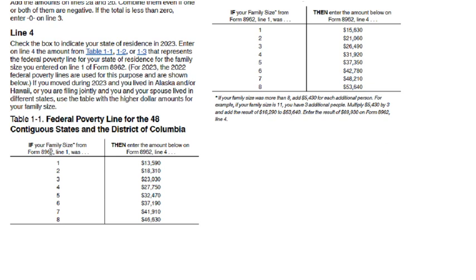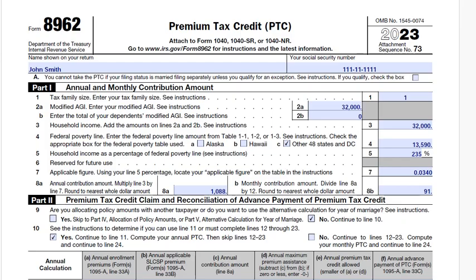For this tax situation, the family size is just 1, since we just have 1 person. Then the poverty line number is 13,590. And so this is what we put on line 4 of Form 8962. So line 4, Form 8962, we have 13,590.